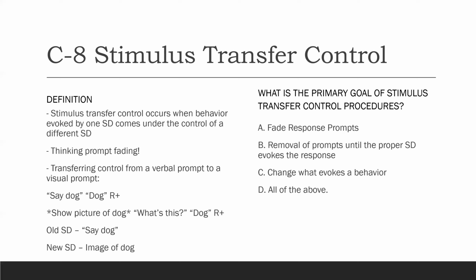So B is right. And then C, change what evokes a behavior. Of course, right? Because our SD evokes a behavior. And when we're transferring stimulus control, what are we doing? We're transferring control from one SD to another. So we're changing what evokes that behavior. The answer here is D, all of the above.